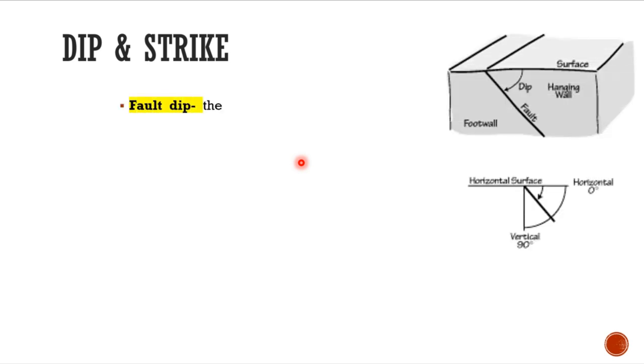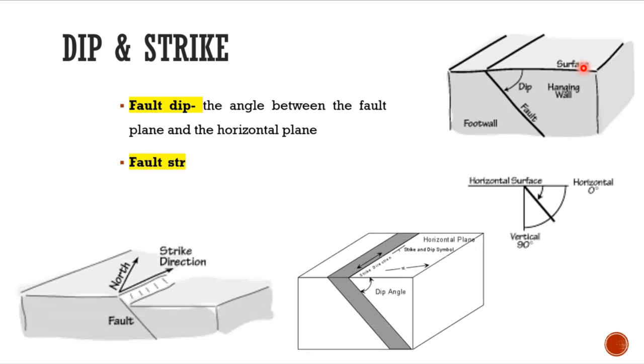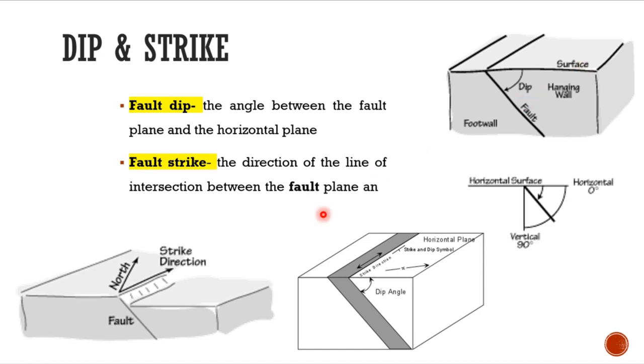Then next one is dip and strike. The fault dip is the angle between the fault plane and the horizontal plane. Here you can see the fault plane and here is the horizontal plane. Then fault strike is the direction of the line of intersection between the fault plane and the Earth's surface. So here lies the strike.